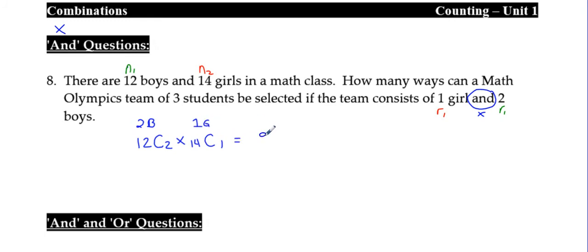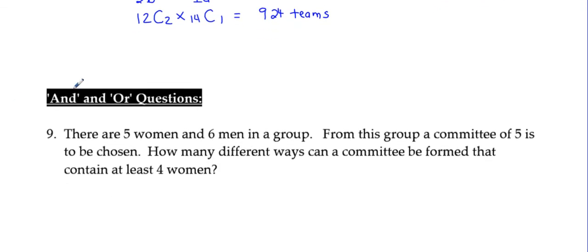And that works out to 24 teams. So that's a question involving and. There are some questions that involve and as well as or.